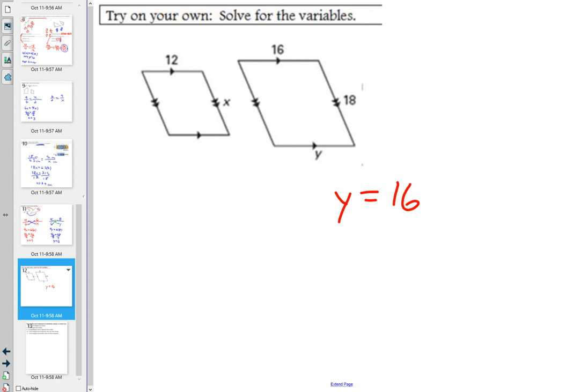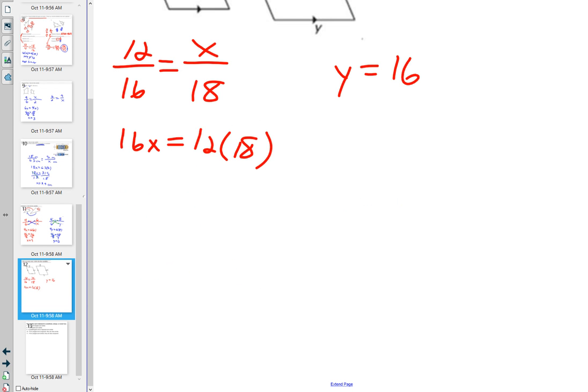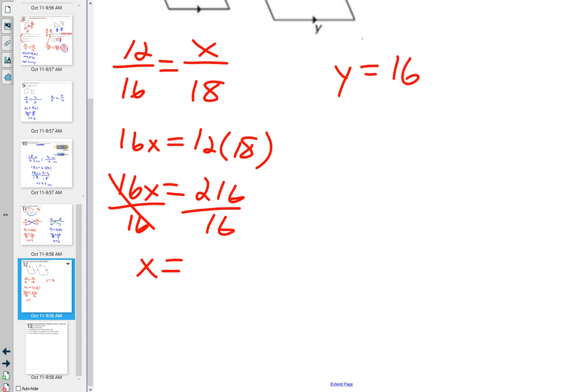Let's find X. For X, if they don't give you the opposite side, you did need a scale factor. So 12/16 is equal to X, where the 12 would correspond to the 28. So 16X is equal to 12. I wrote 18 though, right? Yeah. Thanks, Kenny. 216, and then divide by 16, and that was 13.5. Awesome.